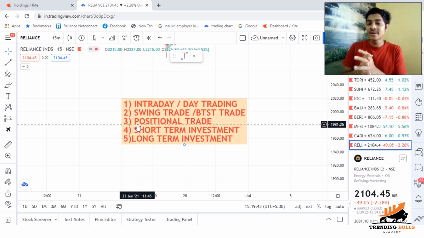Okay, now who takes positional trade and what kind of trader takes positional trade? So positional trade is mostly taken by option sellers. They take the long positions, and depending upon the market movement and market sentiment, they actively keep adjusting their positions and try to hedge it.